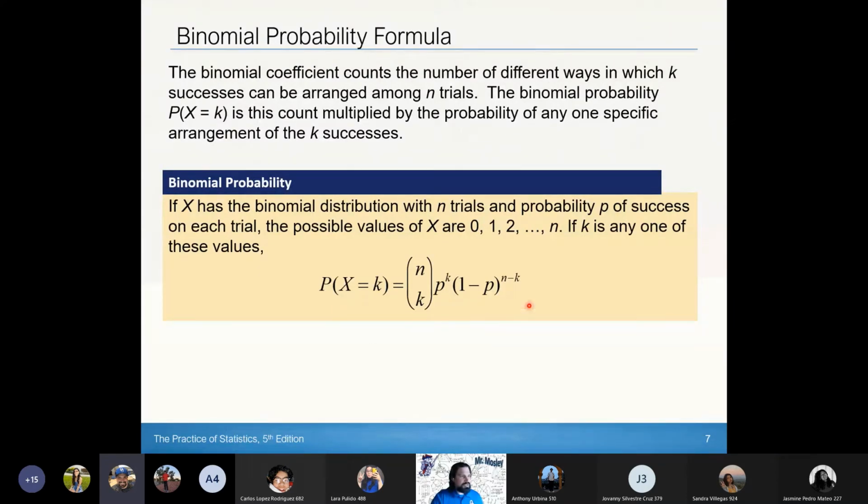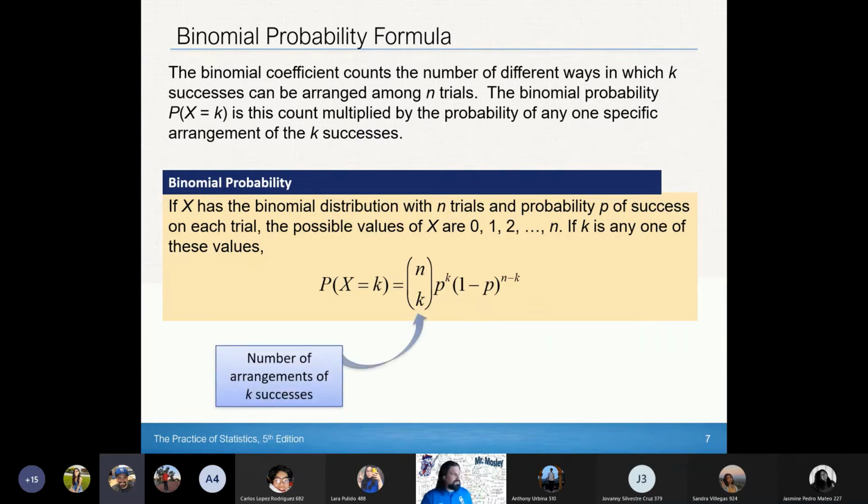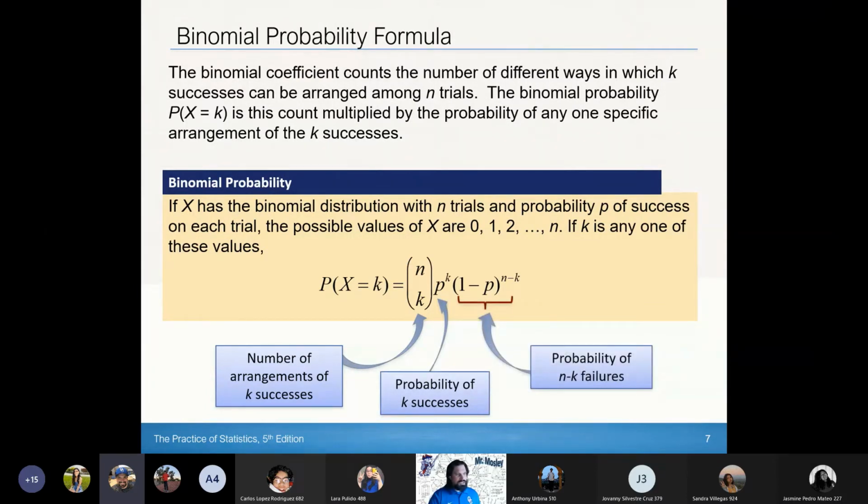Make sure that this number plus this number, n minus k plus k, should equal n, the number of trials total. If they don't, you've done something wrong. So we have the number of arrangements of k successes, the probability of k successes, and the probability of n minus k failures. That's what each little part means.